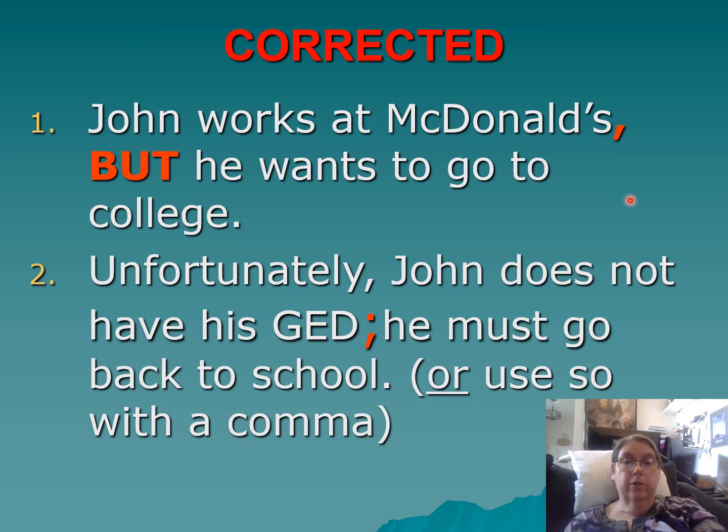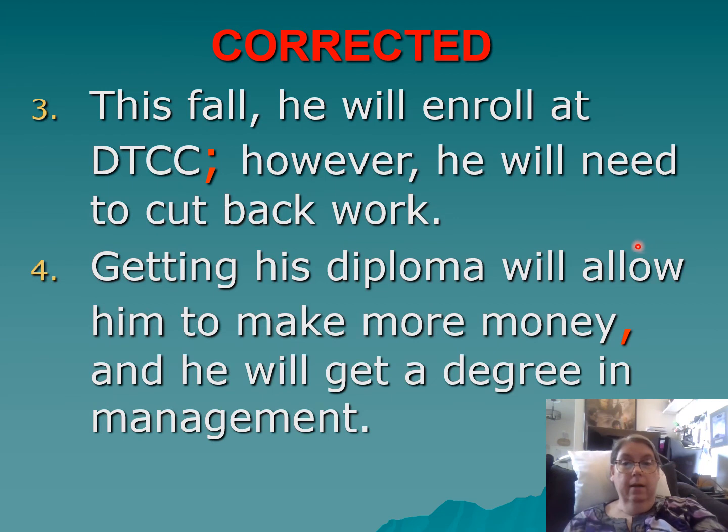So here are some corrections. They're not the only corrections you can make, but there are some suggestions. John works at McDonald's, comma, but he wants to go to college. Unfortunately, John does not have his GED, semicolon. He must go back to school. Or you can use the word so with a comma and fix that one. This fall, he will enroll at Durham Technical Community College, semicolon, because remember, that's what we use with however. Getting his diploma will allow him to make more money, comma, there's my correction, and he will get a degree in management.